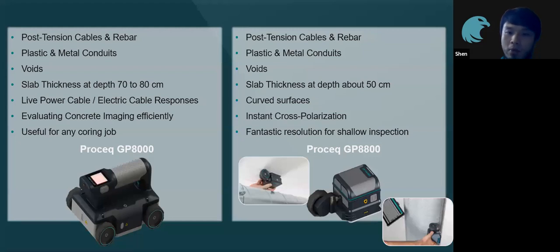And then for the smaller GP8800 on the right, if you look at the last three points, because of its small size, we can let it move on curved surfaces. On the bottom right, you can see the photos over there, and it can also go into confined spaces. Later on, we will also discuss a little bit about cross polarization. And of course, both of our GPRs have a fantastic resolution, and they are good for any coring jobs out there.